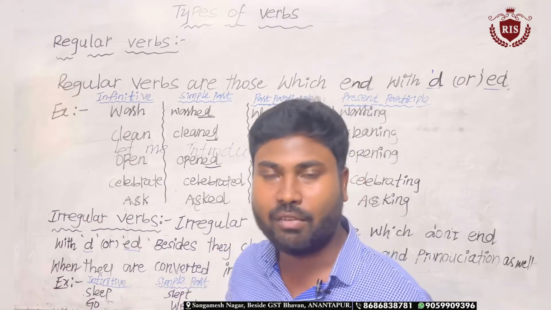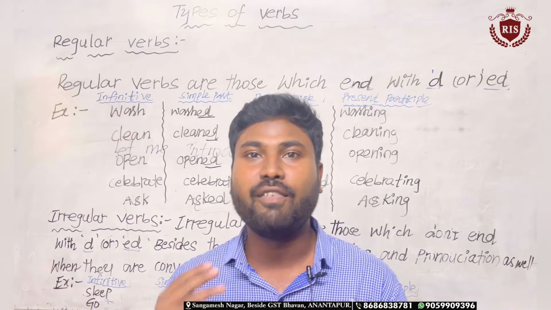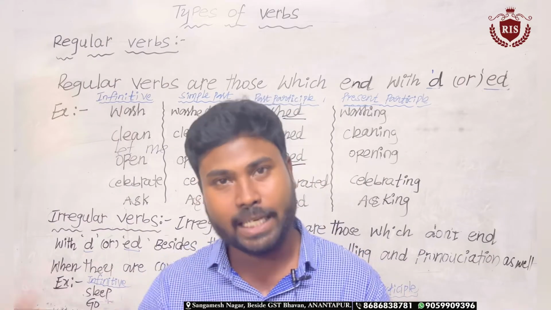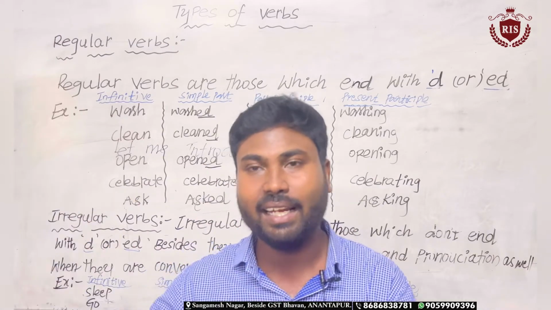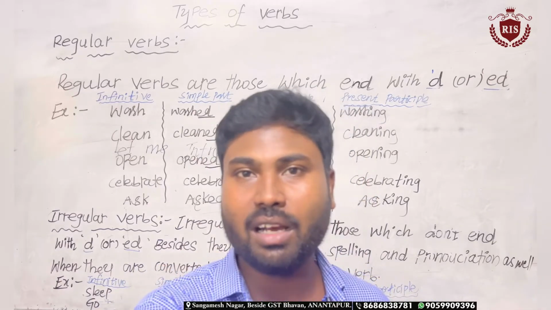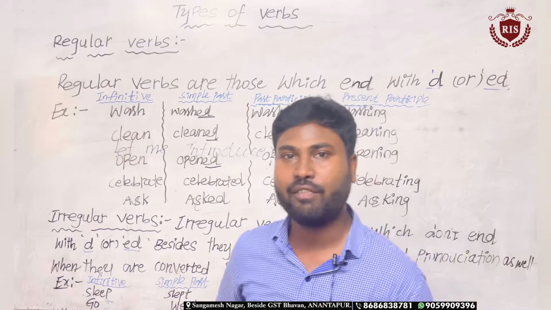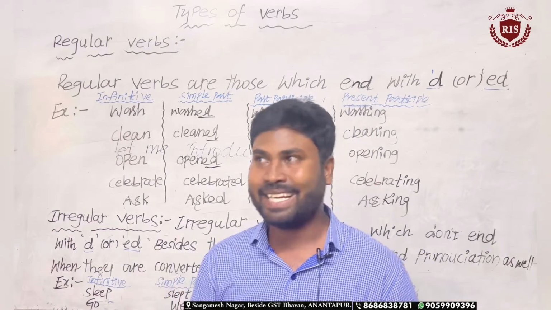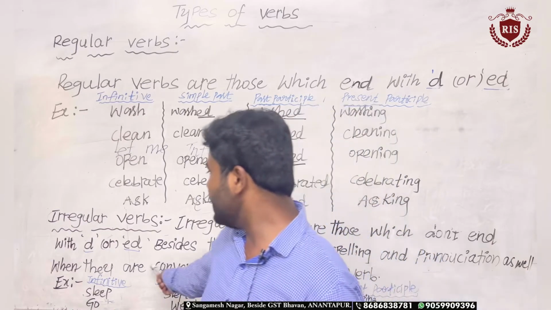Let me repeat it once again. Irregular verbs are those which do not end with d or ed. They change their spelling as well as the pronunciation when you change them into the past form of the verb. I hope everyone has understood the definition. So let's take some examples of these irregular verbs. What are the examples?